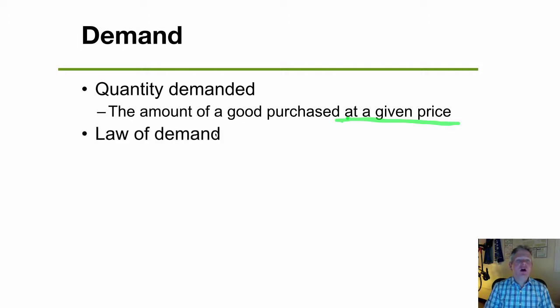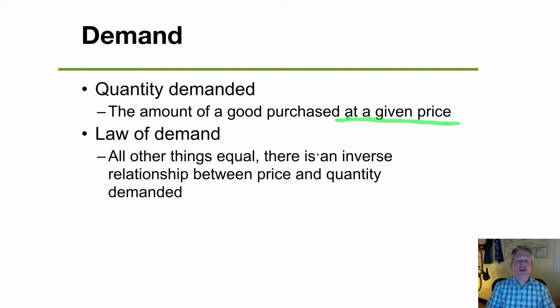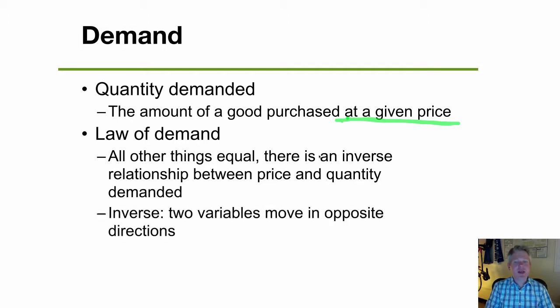All right. So the law of demand tells us that all other things equal, or ceteris paribus, there is an inverse relationship between price and quantity demanded. Inverse just means that two variables move in the opposite direction. So as price goes up, the quantity demanded goes down. That's the law of demand, all right? And also, the opposite is true. As price goes down, we expect the quantity demanded of that good to go up. So there is an inverse relationship between price and quantity demanded, all right?